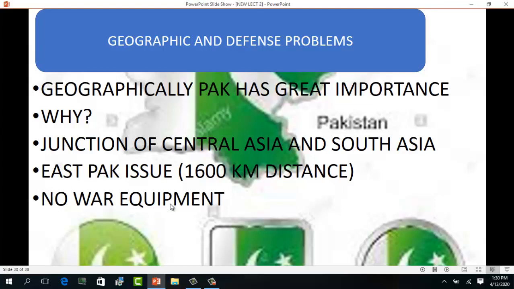Another problem was defense. After 1947, in the division of military assets, the war equipment with Pakistan was equal to none. But due to the day-and-night struggle of the Pakistan government and the Quaid, the greater part of the budget was allocated to defense to strengthen the country's defense as much as possible.